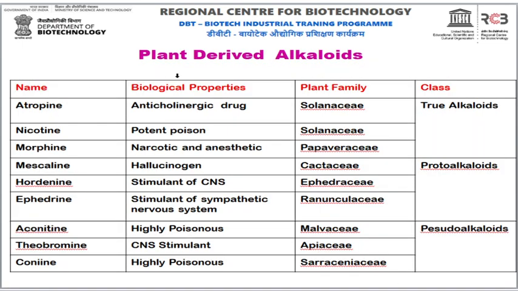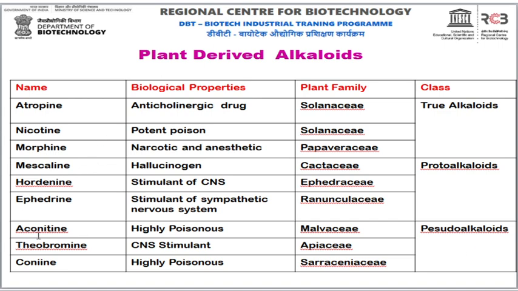Okay. Next, plant derived alkaloids include atropine, which is used as an anticholinergic drug, and it is isolated from the Solanaceae family. Next is nicotine, which is employed as a potent poison, and is also isolated from the Solanaceae family. Okay, and morphine, which is employed as a narcotic and anesthetic, is isolated from the Papaver family. Okay, so atropine, nicotine, morphine are considered true alkaloids, and protoalkaloids include mescaline, hordenine, epinephrine.